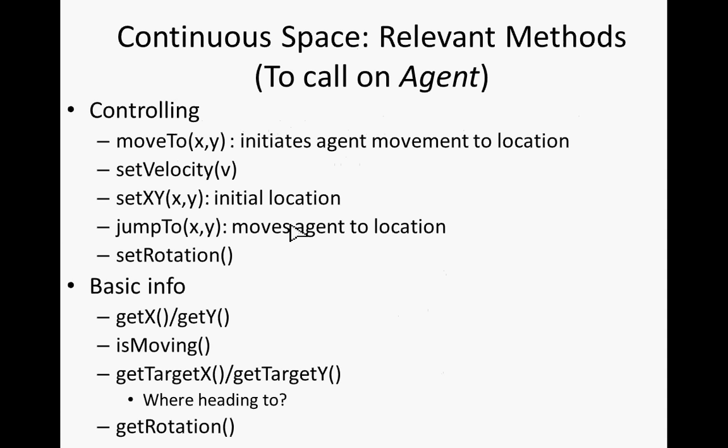Okay, let's talk about continuous space. These are the relevant methods to use. We can ask an agent to move to a certain place, or set the velocity of an agent, or set the XY position, or jump to a certain location. Set XY is to set the initial location. Jump to moves the agent to a location. And set rotation rotates an agent around. And then you can ask for information about the agent, like get X location, get Y, whether you're moving, what's your target if you are moving, so where are you going, and what's your rotation.